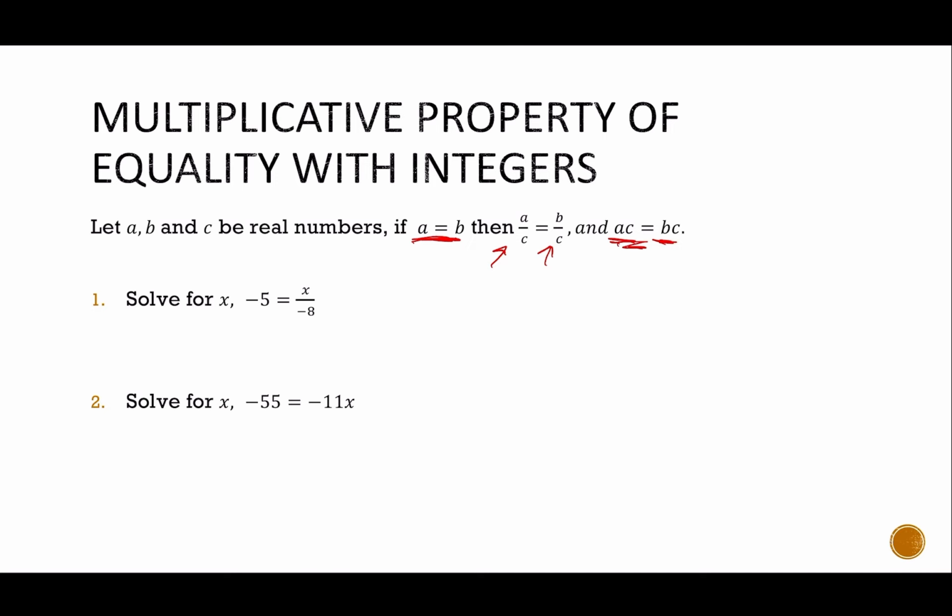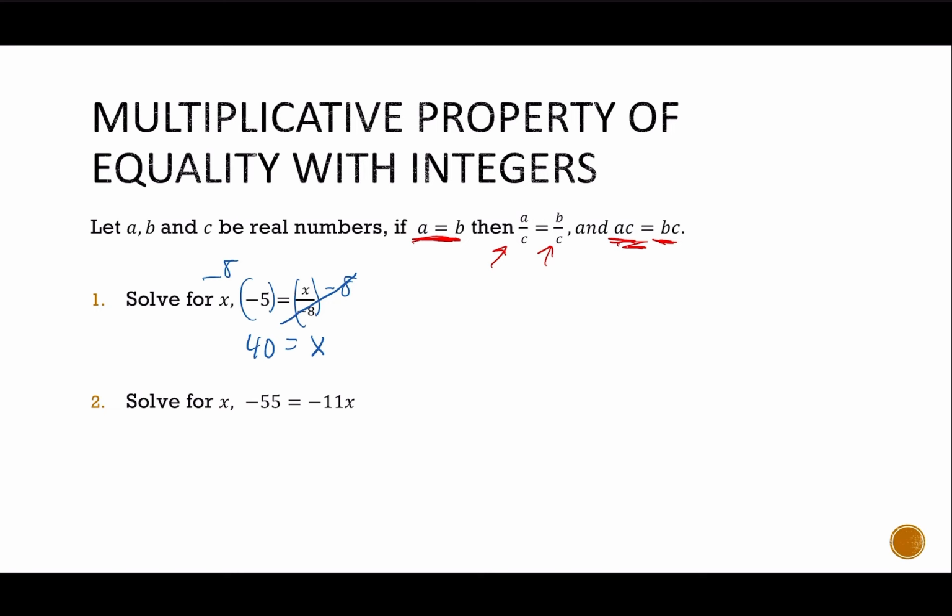I have negative 5. Let's switch to blue first. I have negative 5 equals x over negative 8. I don't like fractions. We don't like working with fractions. So in order to get rid of that fraction, we're going to multiply both sides by negative 8. That gives me 40 equals a positive x, right?